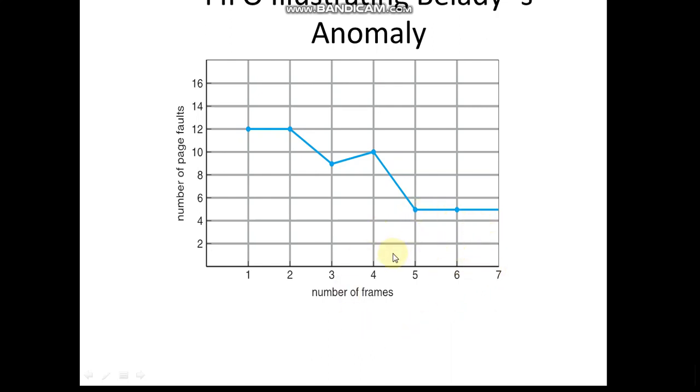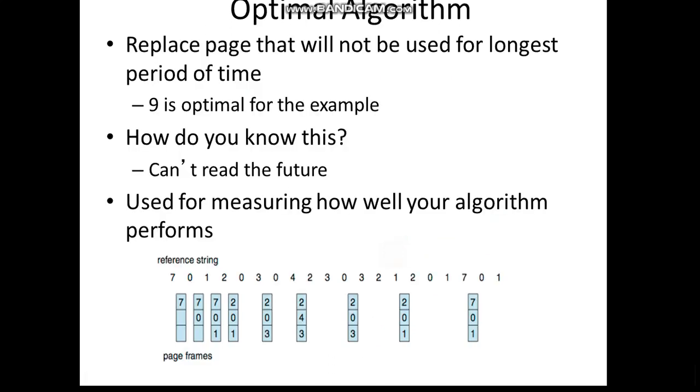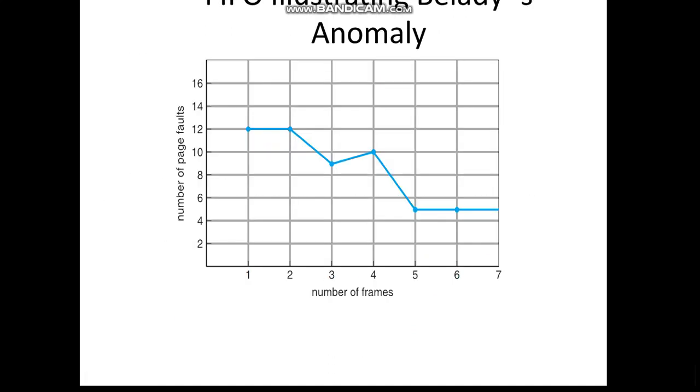So the rule that having more frames in the main memory will reduce the page faults is broken. So we call this a false thing, right? That is shown by Belady's anomaly.